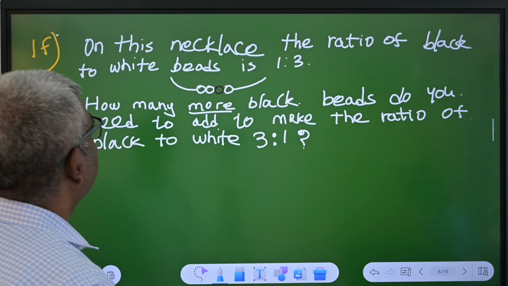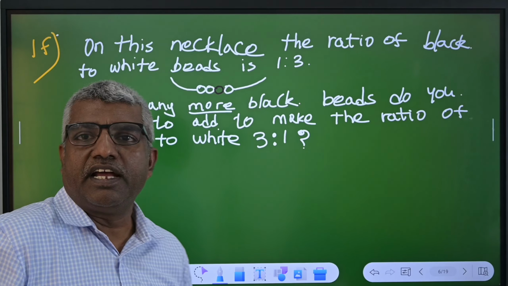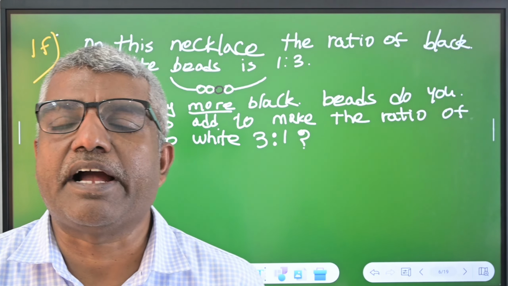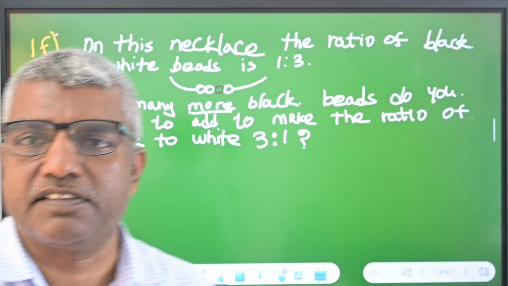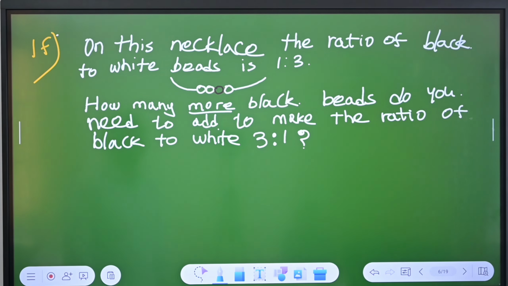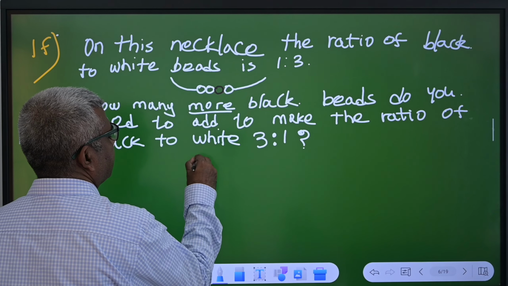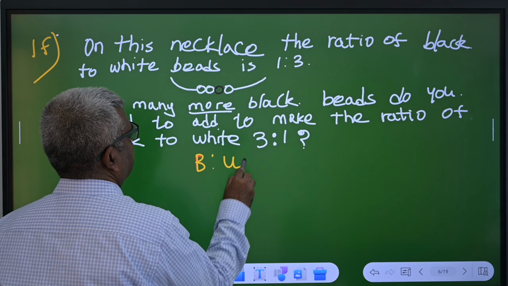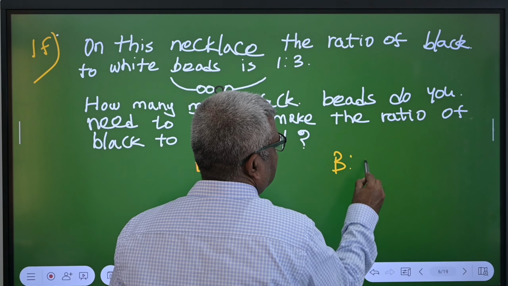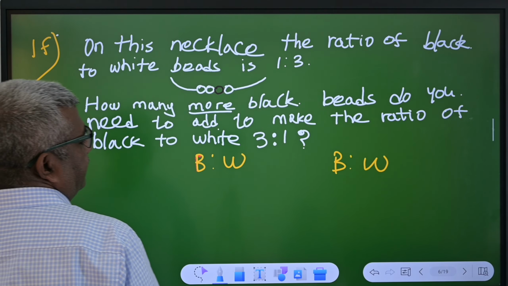Okay. Now look at this question. This question, please do it and send your answers in the comment box. I am looking for it, please. On this necklace, the ratio of black to white bead is 1:3. Okay, I will help you a little. Black to white, black to white. What is the new ratio? 3:1.